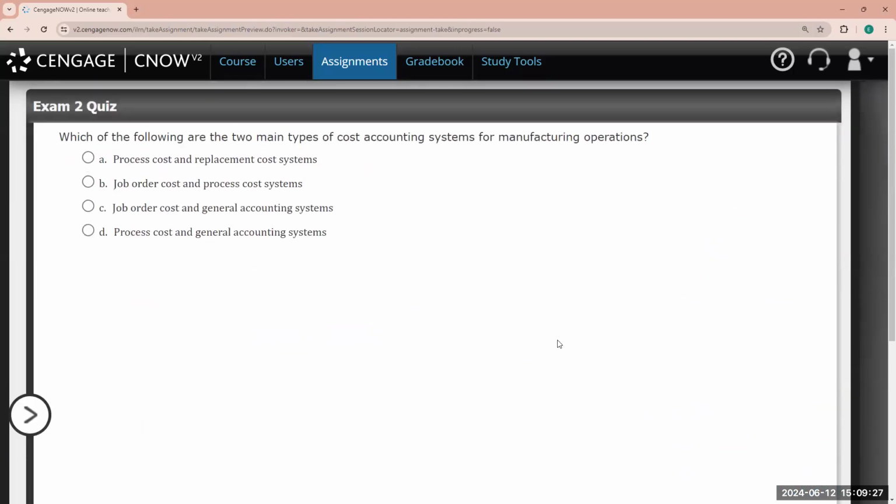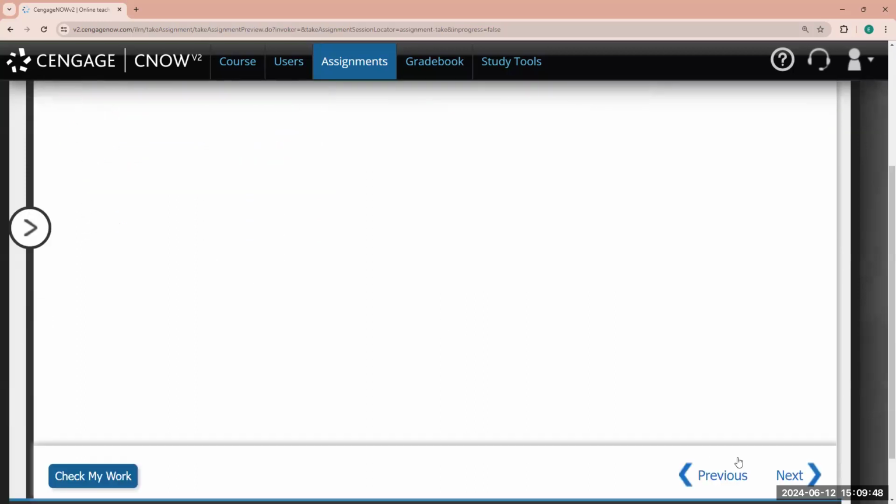All right, this brings us to our next question. Which of the following are the two main types of cost accounting systems for manufacturing operations? So we know that the two main are essentially our job order cost and our process cost systems. So B would be our correct answer.